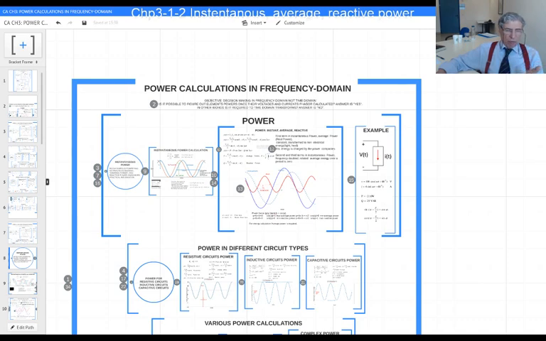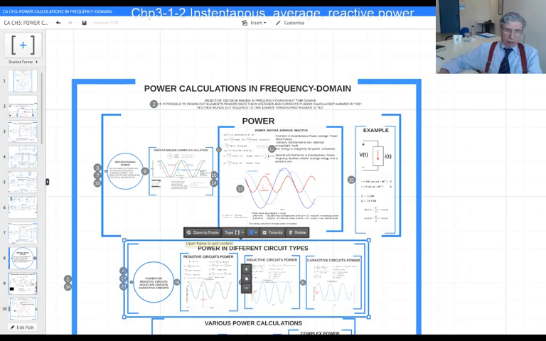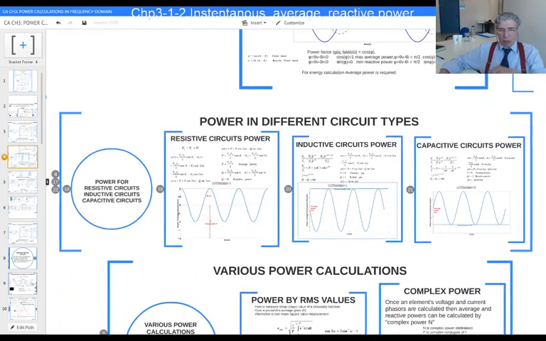These different type of elements or circuits could be either resistive. So I am examining now this frame. Resistive circuits power, average power, reactive power. Inductive circuits power, once again, average and reactive power. Capacitive circuits, elements and circuits, average power, and the reactive power we will be examining step by step.